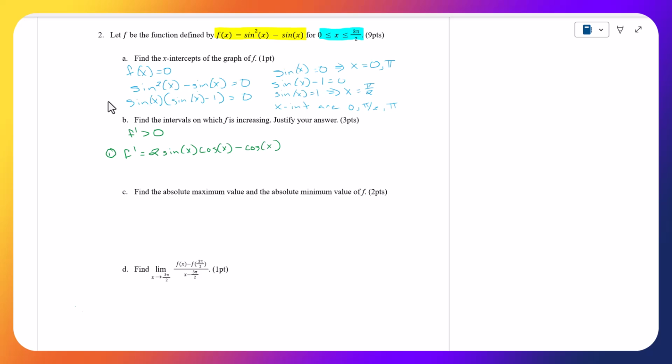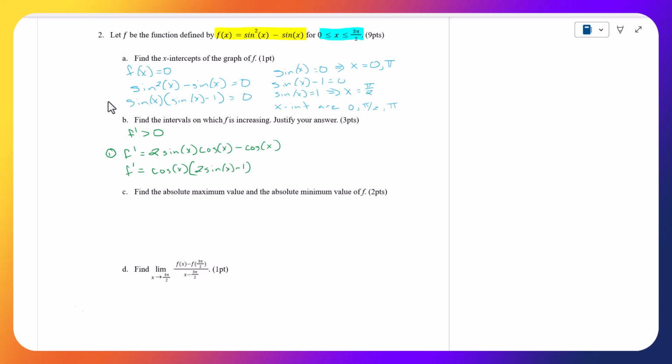Well, let's rearrange f prime. We're going to factor because both terms have a cosine in them. So we're going to pull out a cosine. We get cosine x times 2 sine x minus 1. Okay. And we have factors, set our factors equal to 0.